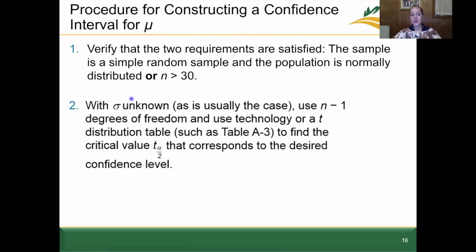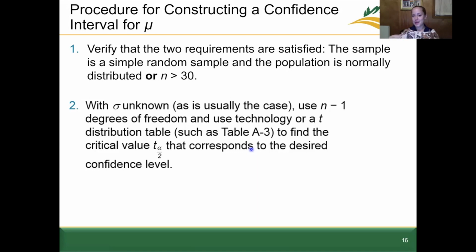Step number 2, when sigma, or the population standard deviation, is unknown, which usually it is unknown, then we use n, the sample size, minus 1 to find the degrees of freedom, and we can use technology like Excel or table A3 then to find our t subscript alpha over 2, which is our critical value. Just like we saw in 7.1, this critical value corresponds to a desired confidence level. If you recall in 7.1, when we knew our confidence level, that we could find our alpha value, we took alpha over 2. That gave us the area on the right-hand side.